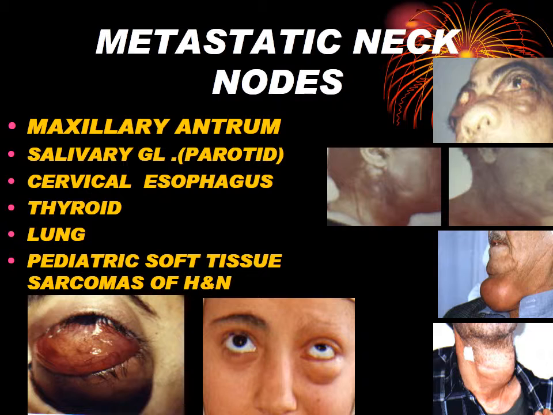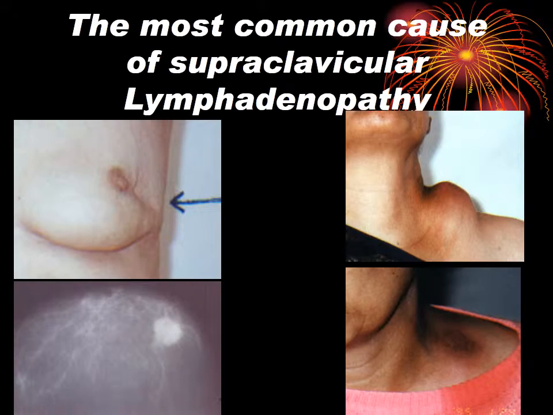This is a case of salivary gland tumor before radiation and here after radiation. And here is a very advanced nasopharyngeal carcinoma. This is thyroid carcinoma. This is lung carcinoma, and this is rhabdomyosarcoma. So cervical, esophagus, thyroid, lung, pediatric soft tissue sarcomas of head and neck.